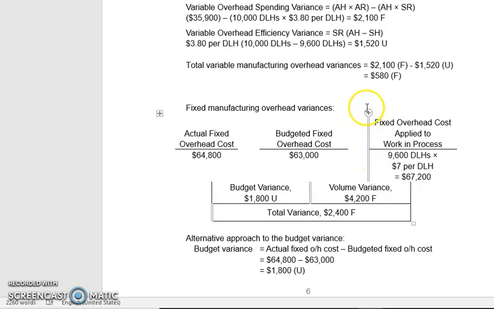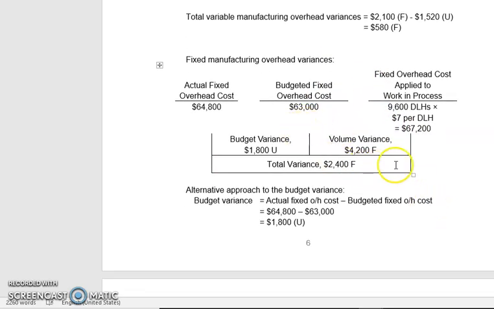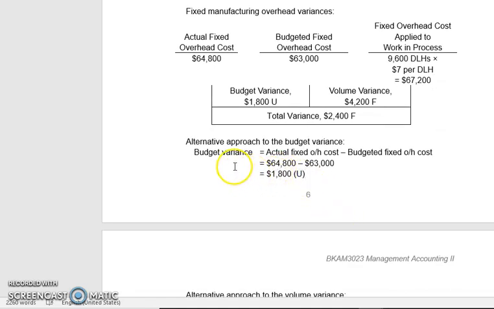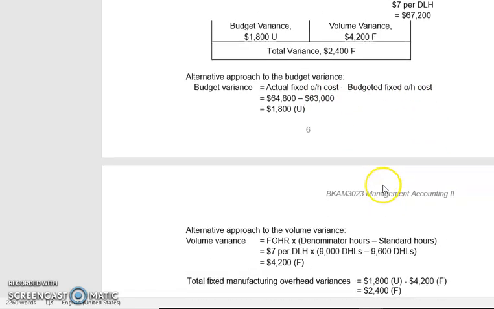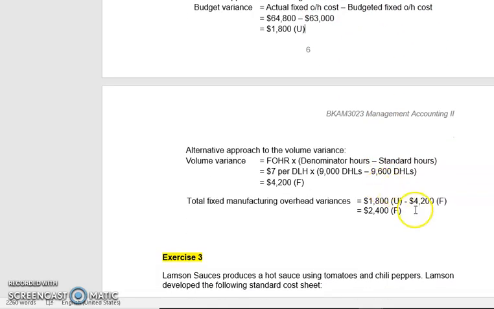Fixed manufacturing overhead variance: do this way and you get the total variance 2,400 favorable. Or you can do this way: budget variance equals actual fixed overhead cost minus budgeted fixed overhead cost. So we get the same.